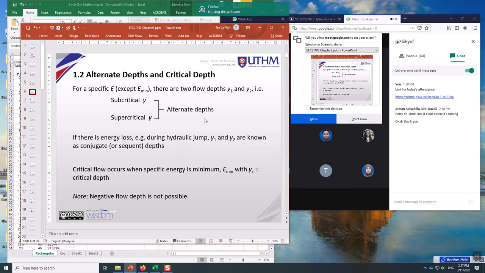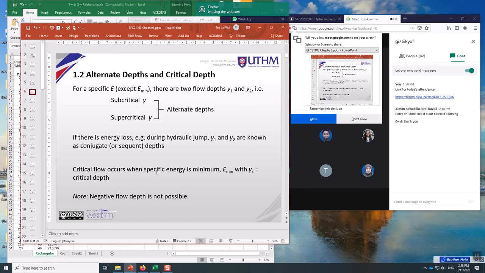However, in hydraulic jump, which we will learn in chapter 4, you would also get Y1 and Y2, but since in hydraulic jump there will be energy loss, the energy would not be the same. Then they are known as conjugate sequent depths. So in this chapter, we are going to look at alternate depths first. We are going to look at conjugate sequent depths in chapter 4.